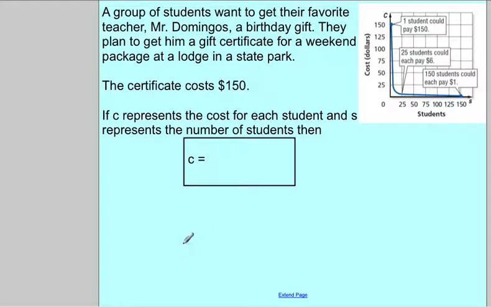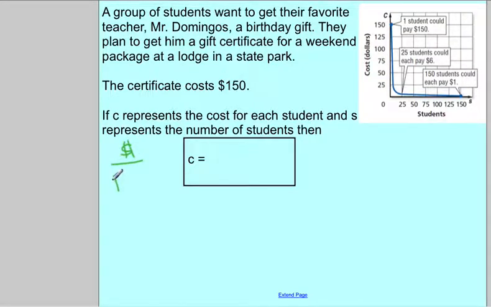Before we do that, let's look at an example that's already graphed for us. A group of teachers want to get their favorite teacher, Mr. Domingos, a birthday gift. They plan to get him a gift certificate for a weekend package at a lodge in a state park. The gift certificate costs $150. If C represents the cost for each student and S represents the number of students, then, what's the function we're working with?